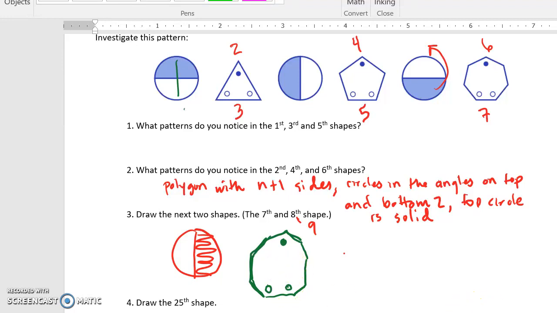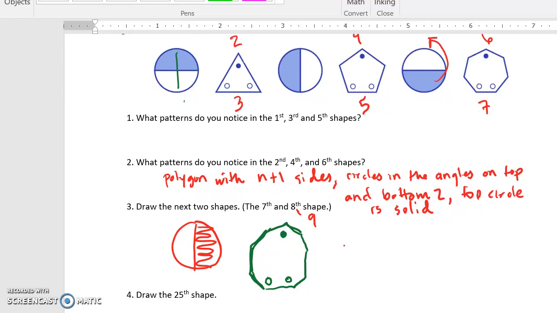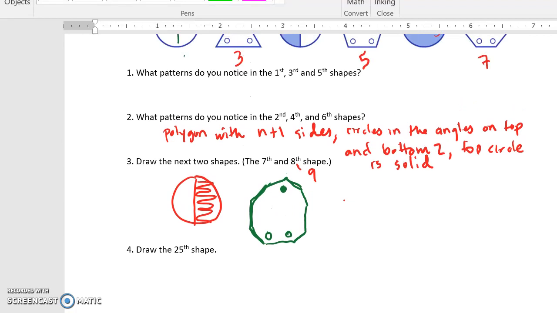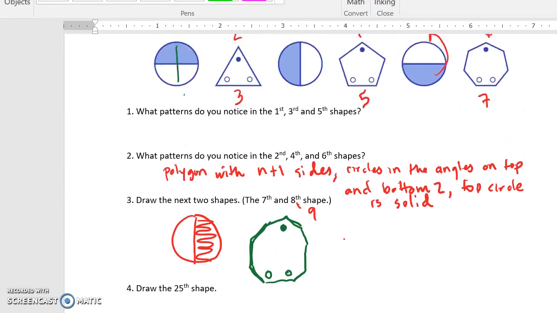So this is really interesting because we're asked to draw the 25th shape. So now what we need to do is start, again, thinking about how this pattern is repeating itself. So we know the 25th shape is going to be a what? It's going to be a circle because it's on the odd. Now the next thing to decide is where it's going to be shaded.